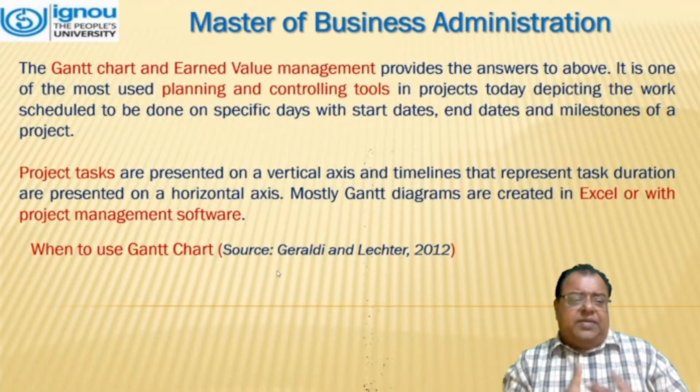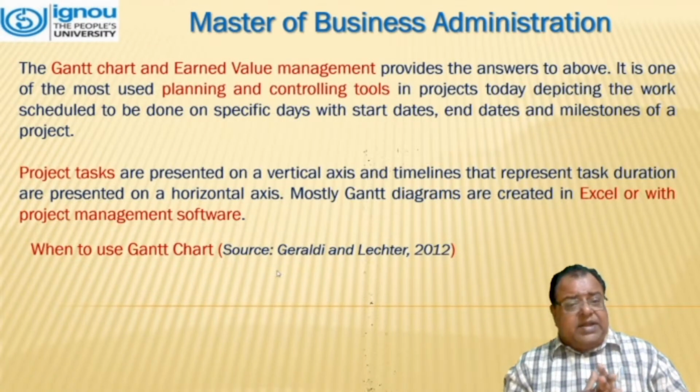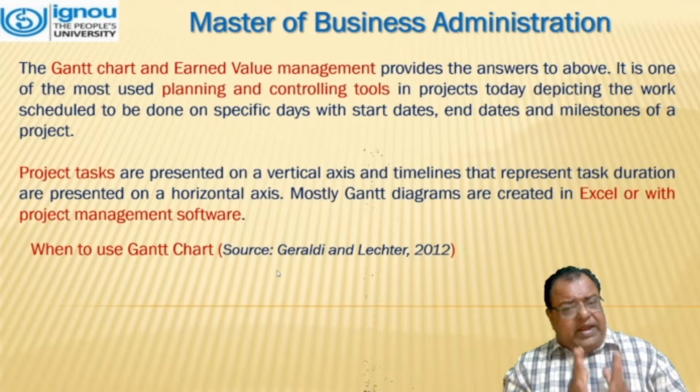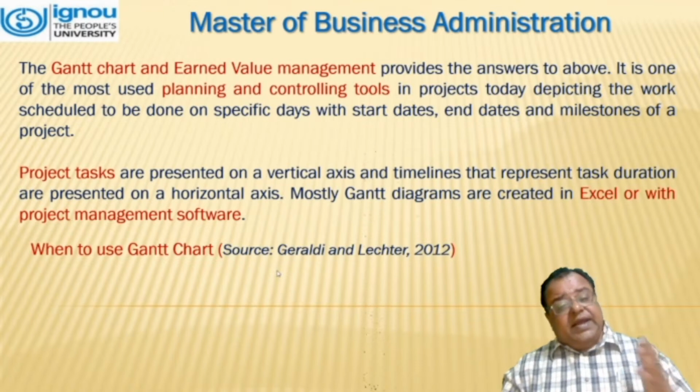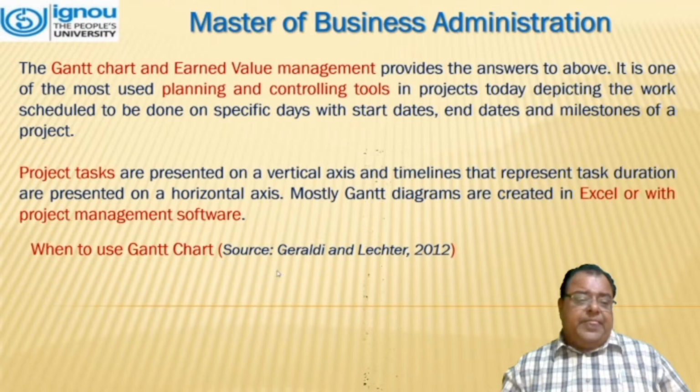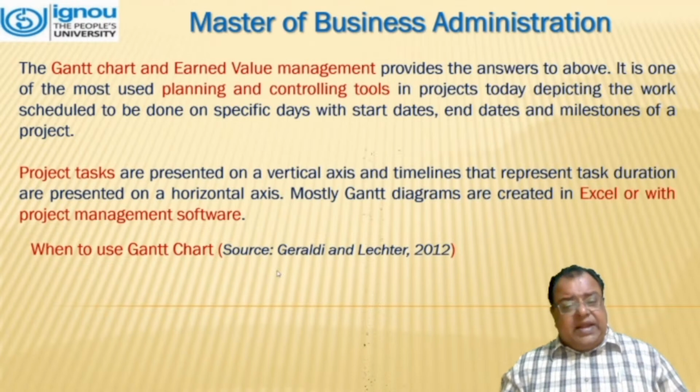The Gantt chart and earned value management, that is EVM, provide the answer to the above. It is one of the most used planning and controlling tools in projects today, depicting the work schedule to be done on specific days with start dates, end dates, and milestones of the project. Project tasks are presented on a vertical axis, and timelines that represent task duration are presented on the horizontal axis. Mostly, Gantt charts are created in Excel or with project management software.